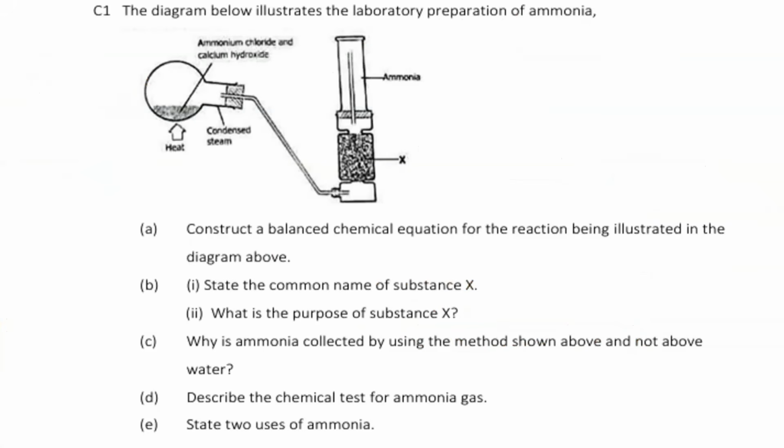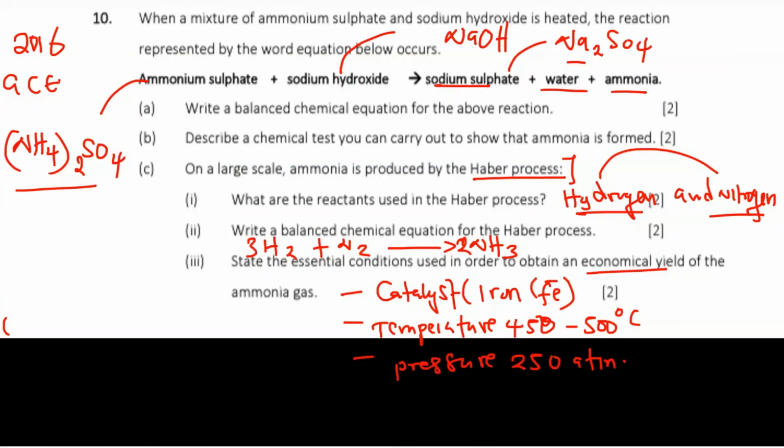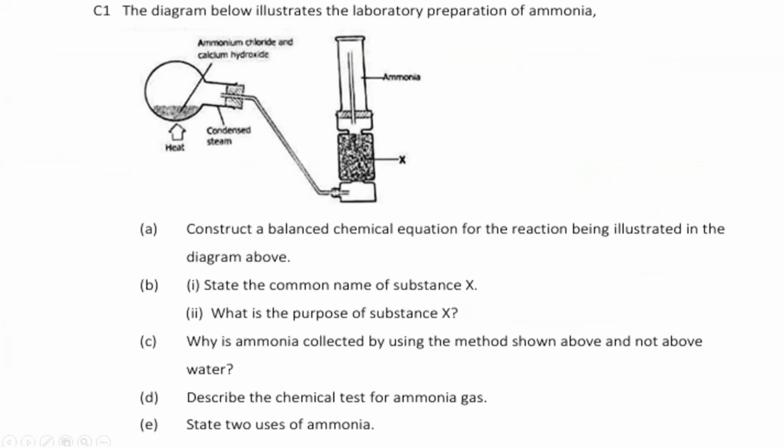Let us look at the second question. The diagram below illustrates the laboratory preparation of ammonia. So we're still on ammonia. Like I said, in this one we'll focus on ammonia. This is the laboratory preparation of ammonia, just like the first one. This first part is also how you prepare ammonia at laboratory level. I said you react a salt and a base. Any ammonium salt, and of course any base.